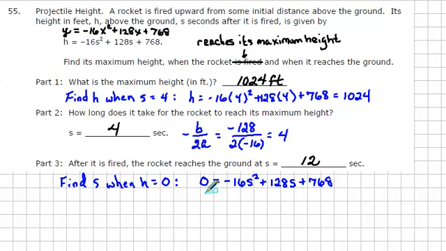Well, this is a quadratic equation. We have 0 on one side, so we can factor the right hand side. Negative 16 is a factor of all three terms. So let's factor out negative 16. That leaves us with s squared. 128 divided by negative 16 is equal to negative 8, so we get minus 8s. And 768 divided by negative 16 is negative 48.